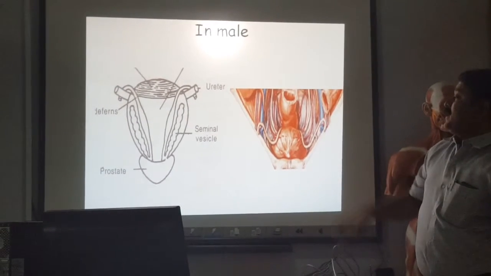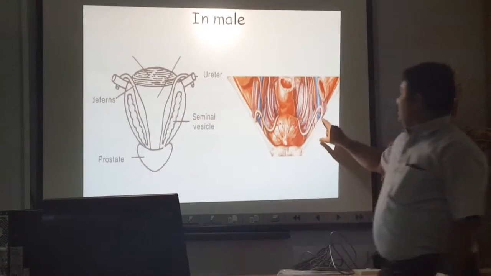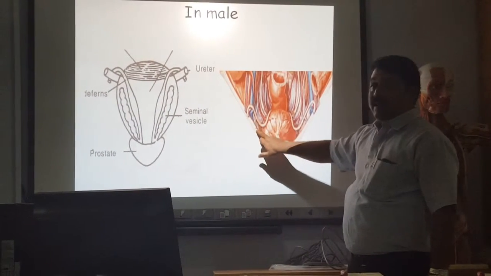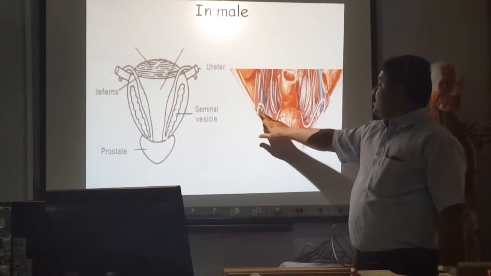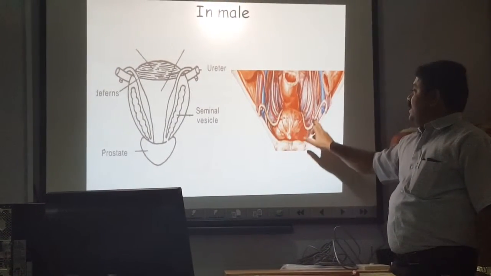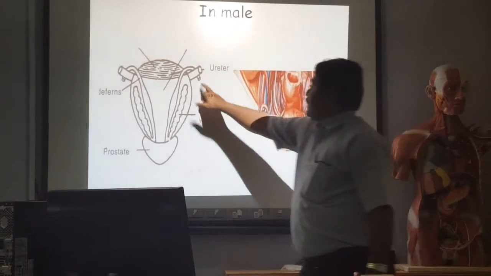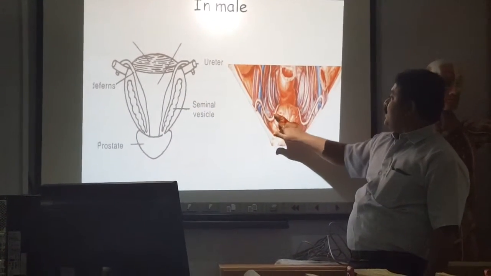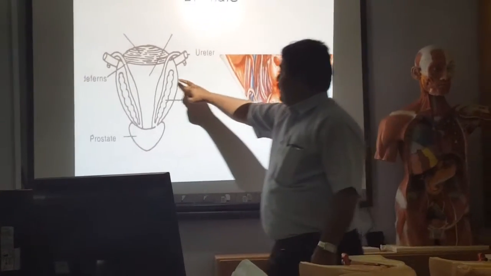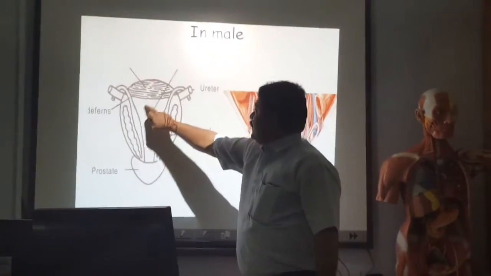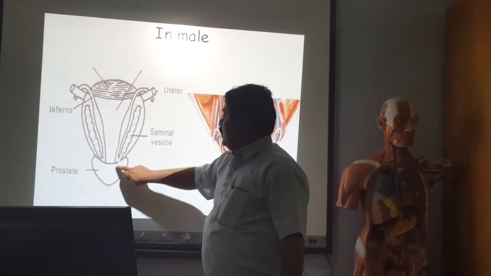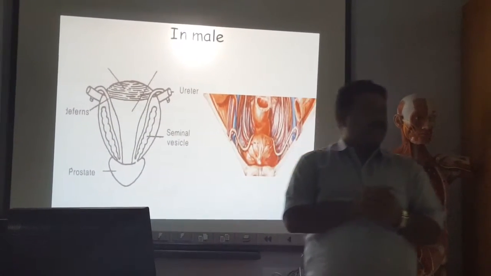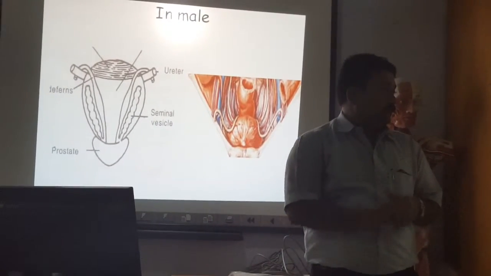Next is in case of male, on either side. So here is the inguinal ligament, isn't it? So the ductus deferens on either side. Okay, it encircles the ureter. Okay, it encircles the ureter on both the sides, and here is the seminal vesicle, urinary bladder. Okay, and opens into the prostatic part of the urethra. Okay, ductus deferens in case of male.